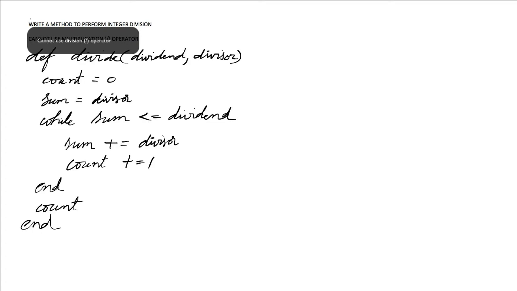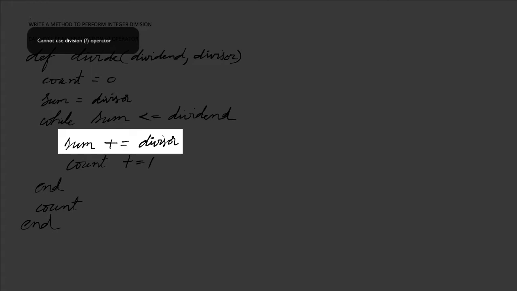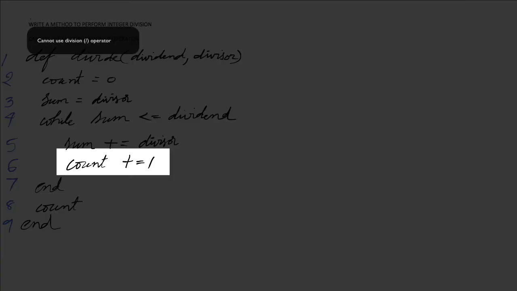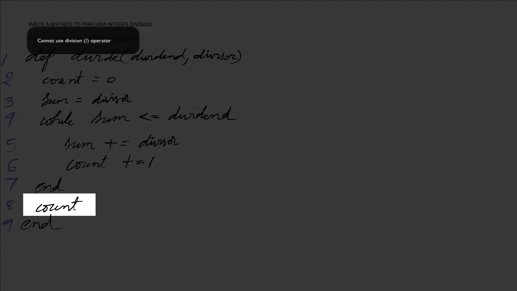Let's write a method to perform integer division. We cannot use the division operator. Here is the iterative solution. We have a counter. We repeatedly add divisor until the sum exceeds dividend. The counter keeps track of the number of times we need to add the divisor to reach the terminating condition. The count is returned as the result.